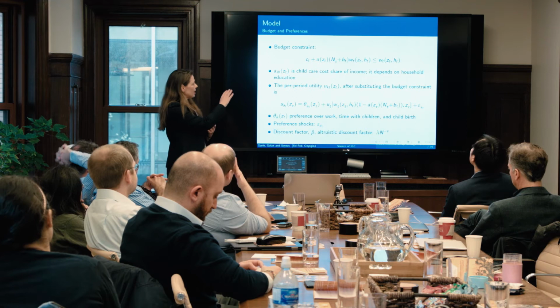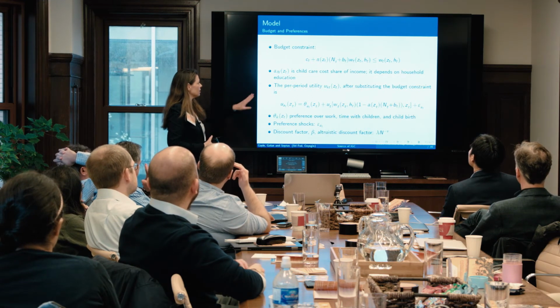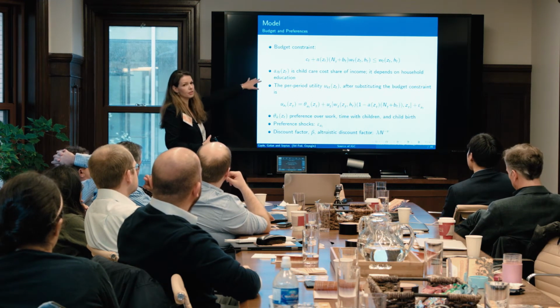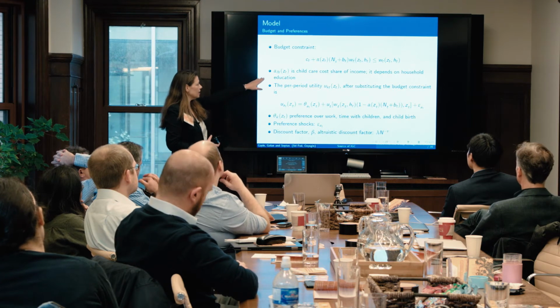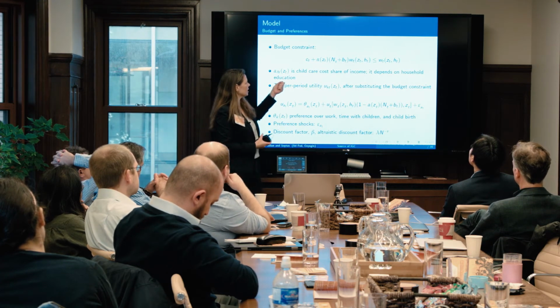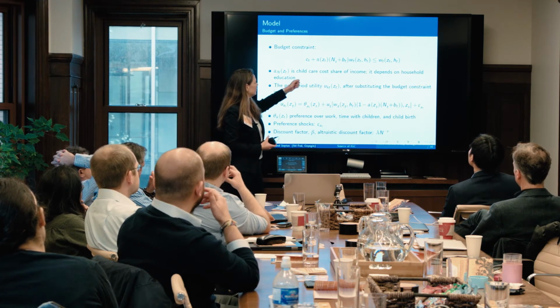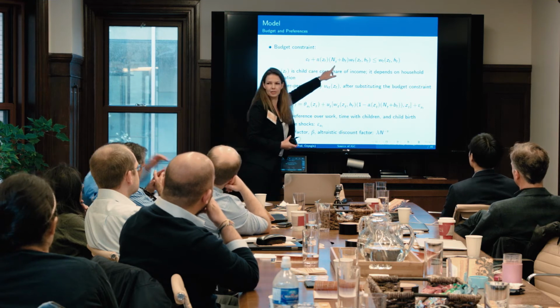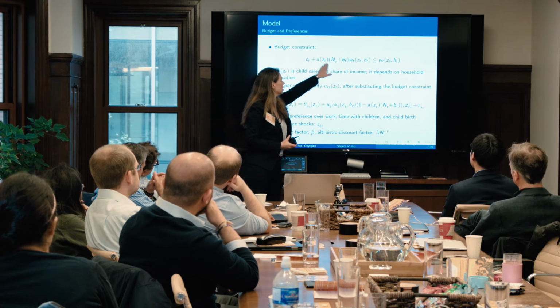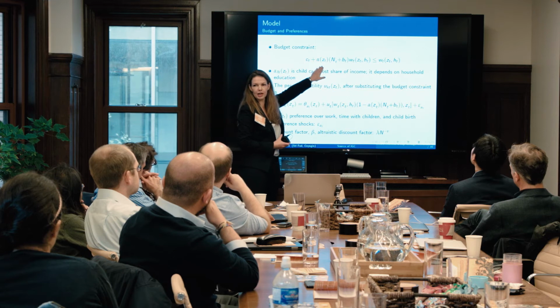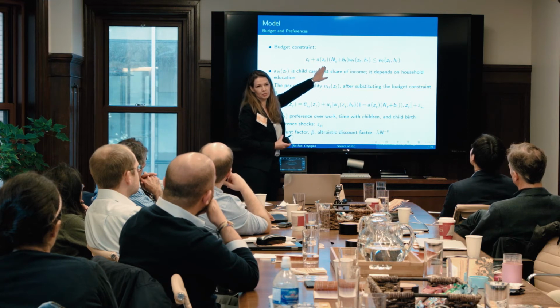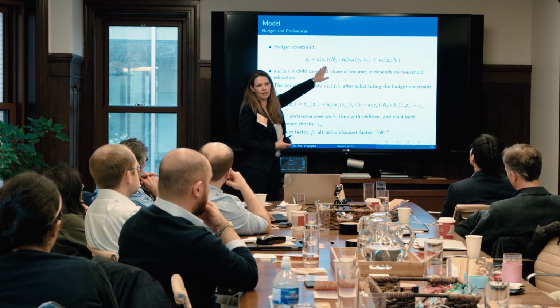So budget constraints. We have consumption for the household. It's a unitary model, and we don't observe spending on kids. So the way we model it is that this is the number of current kids that you have. This is your income, and you spend a fraction of your income. Different households are going to spend different fractions of their income on their kids.